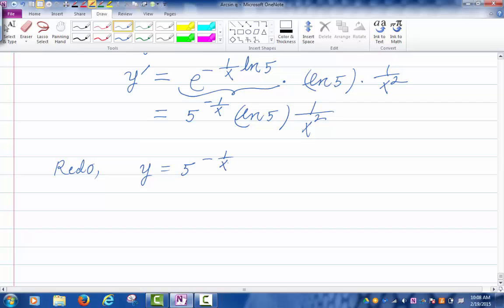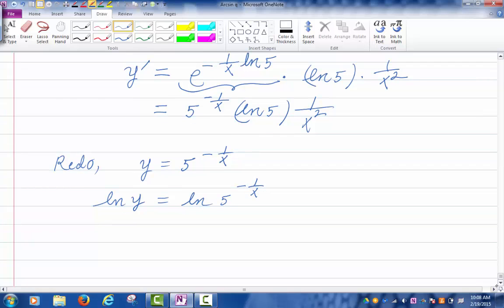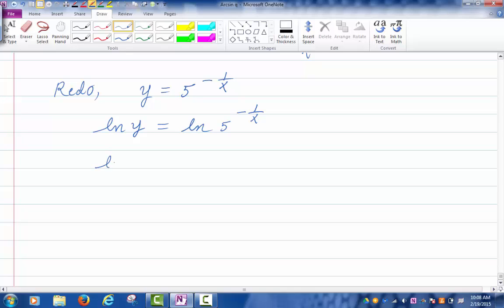So ln of 5 multiplied with the derivative of negative 1 over x. The derivative of negative 1 over x is 1 over x squared, right? You don't have to do it in your head. You can just write it out if you want to. And then I solve for y prime. Y prime is y times ln of 5 times 1 over x squared. But what is y? Y is 5 to the negative 1 over x. So y prime is 5 to the negative 1 over x, times ln of 5, times 1 over x squared.